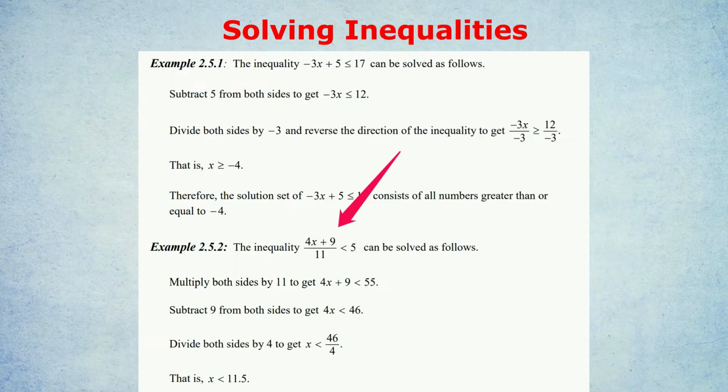Next, we have this inequality. 4x plus 9 over 11 is less than 5. How would we solve that? First, we don't like fractions.